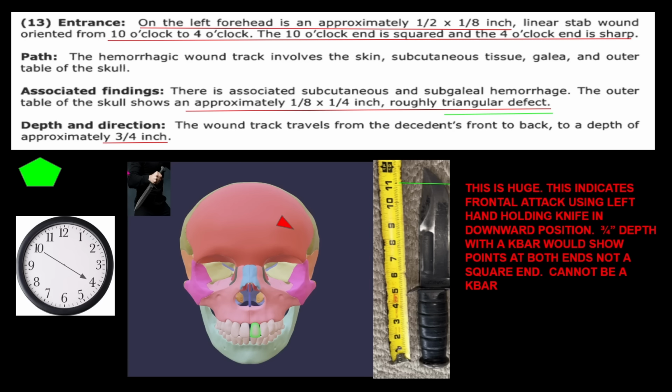And actually, you can't really tell which way they're holding the knife in this one, because if she's bent over as she's receiving this wound, it could have been either orientation of the hand. But either way, it absolutely, in my opinion, excludes the K-bar, because the clip point blade at 3/4 of an inch would show sharp on both ends. This one absolutely does not.